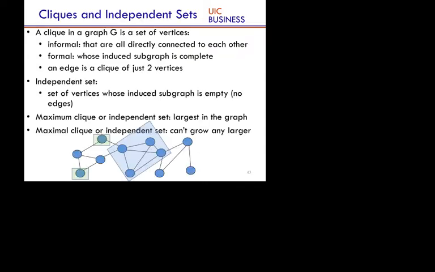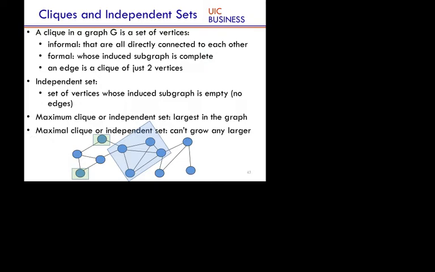Okay. And what is an independent set? Independent set is a set of vertices whose induced subgraph is empty. So there are no edges. So if you pick a bunch of vertices from your original graph, because it's a subgraph, you have to eliminate everything else, right? But then you'll see that there are no edges between any pair of vertices here. Then that's an independent set.